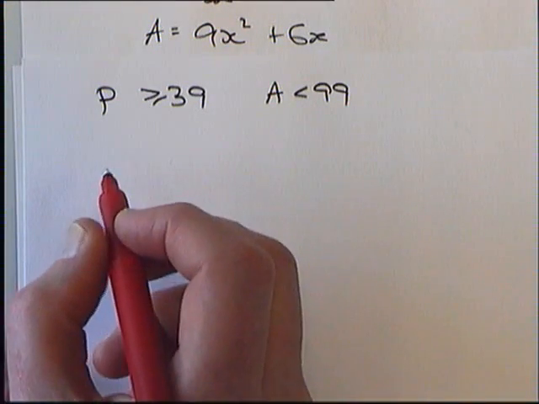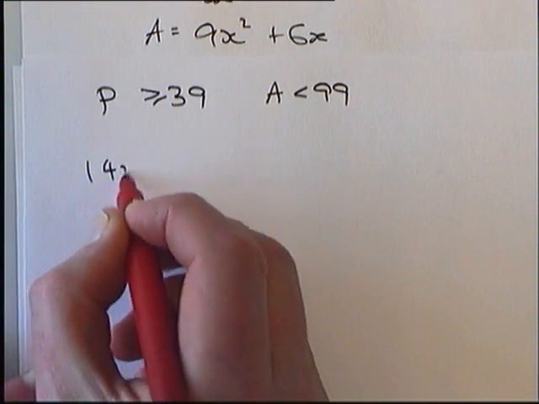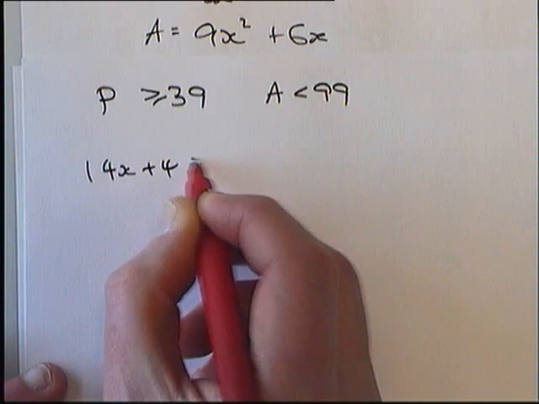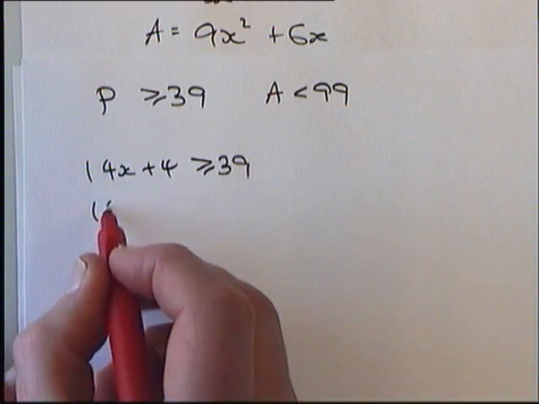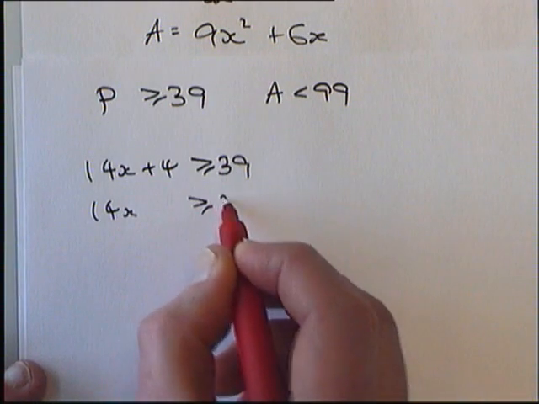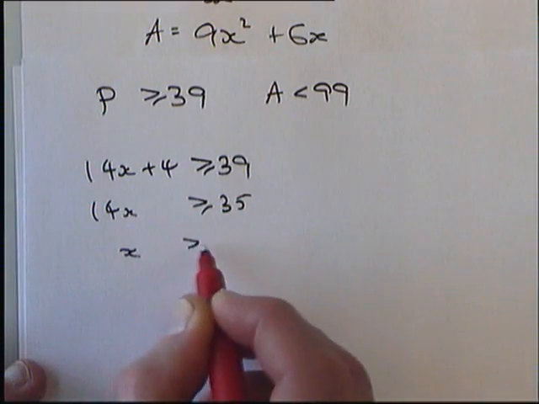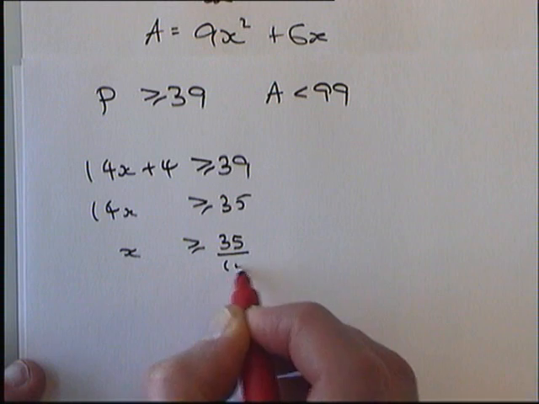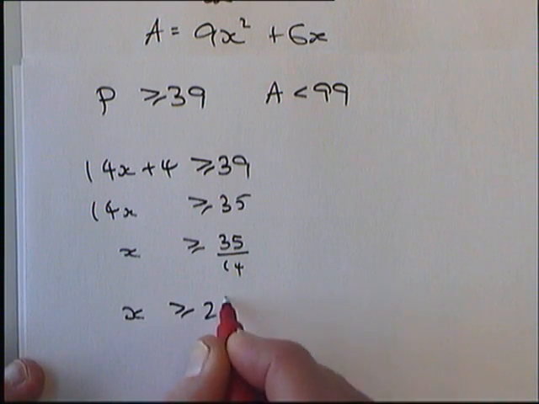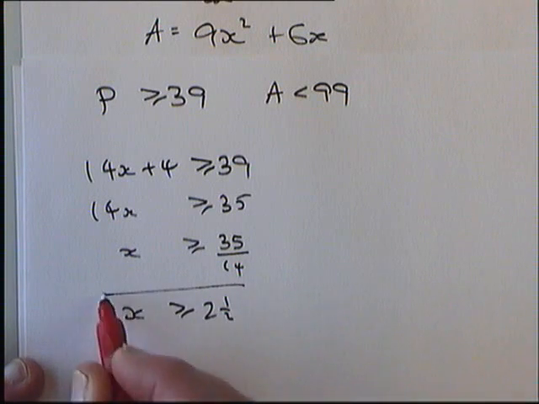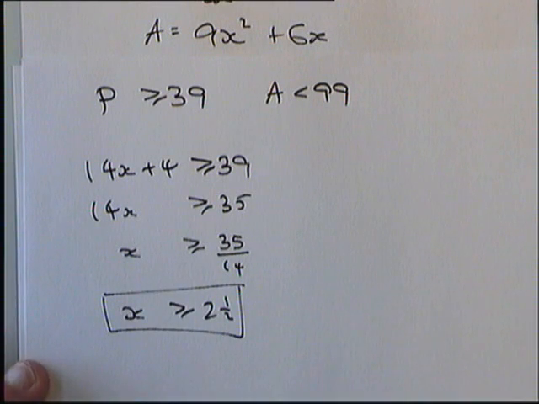So the expression we had for the perimeter from earlier was 14x plus 4. So we know that has to be greater than or equal to 39. If you take 4 off both sides, and then divide both sides by 14, 14 goes into 35 2.5 times. So you know from there that x has to be greater than or equal to 2.5.